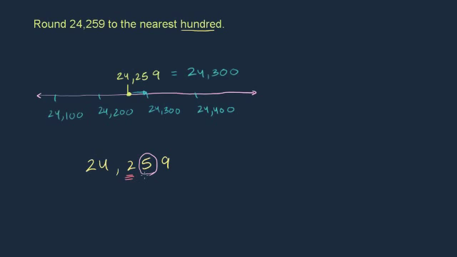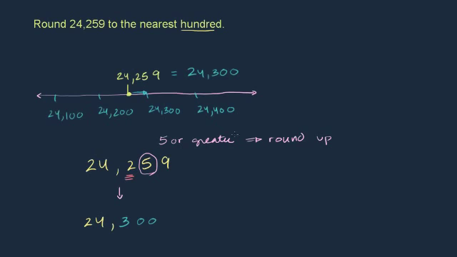If this number is 5 or greater, if it's 5, 6, 7, 8, or 9, you round up. In this situation, it is 5, so it is 5 or greater. Rounding up means that we go to 24,000, and since we're rounding up, we make the 2 into a 3. We increment it by 1. So rounding up, it's 24,300. That's what we mean by rounding up.